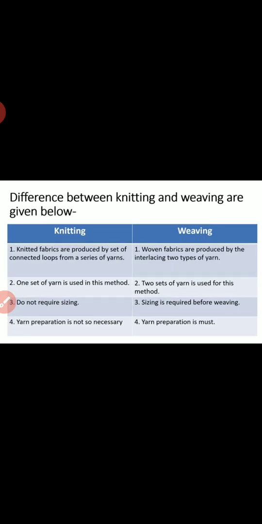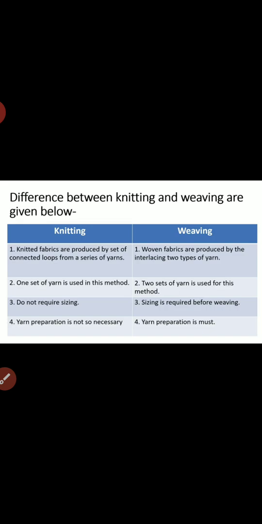Here, knitted fabrics are produced by a set of connected loops from a series of yarn, while woven fabrics are produced by interlacing two types of yarn. Woven fabrics are made by interlacing yarns over one another, while knitted fabrics are produced by a set of connected loops. The loops are connected to each other. Then only one set of yarn is used in this method, and in weaving two sets of yarn are used, because two kinds of different threads are used here.